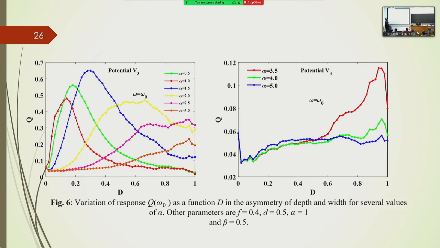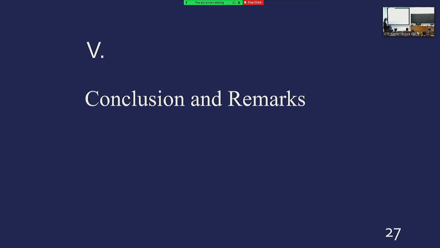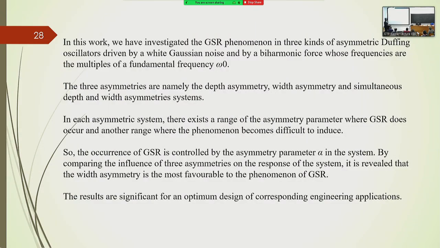We have done the same work in the case of simultaneous width and depth asymmetry. In conclusion, in this work, we have investigated the Gauss stochastic resonance phenomenon in three kinds of asymmetric drifting oscillator driven by white Gaussian noise and by a biharmonic force whose frequencies are multiples of the fundamental frequency omega zero.